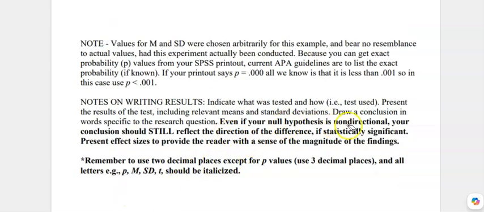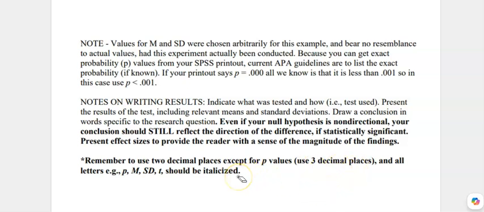So even if your null hypothesis is non-directional, we made it directional. Your conclusion should still reflect the direction of the differences. Of course, you will see by the mean value whether it increased or decreased, so anyway you can find the direction. And then here, remember to use two decimal places except for the p-value, because this is based on APA style. You have to write all these in italics, and you should report the values with two decimal places. Only the p-value takes three decimal places.